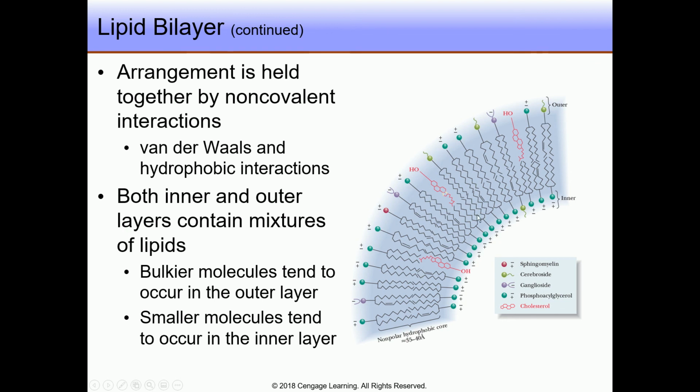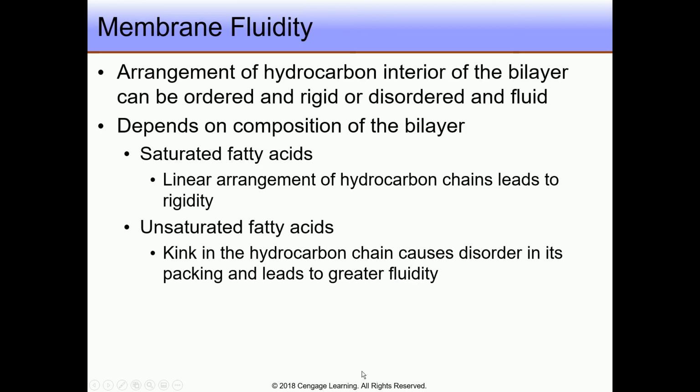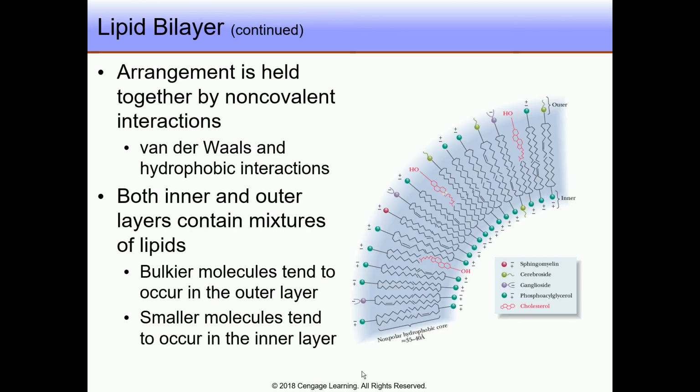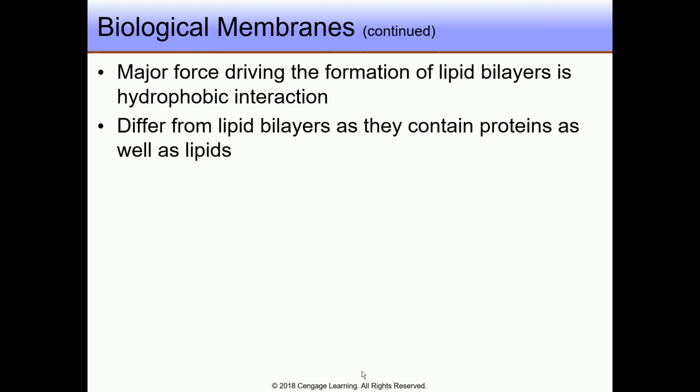So this is the bilayer of the phospholipids. This is the outer layer, this is the inner layer. Usually bulkier molecules tend to occur in the outer layer and small molecules tend to occur in the inner layer.